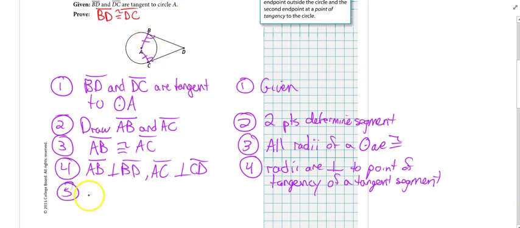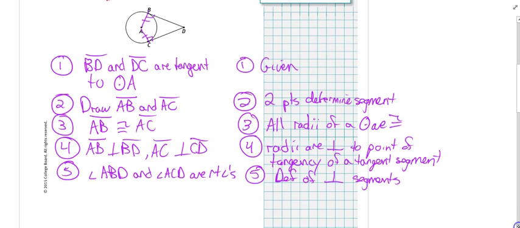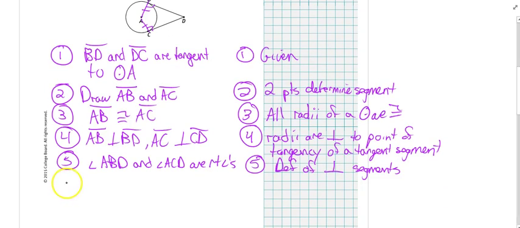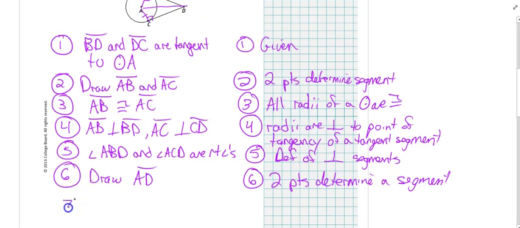So that means angles ABD and ACD are right angles. That's the definition of perpendicular segments. They're perpendicular, so they form right angles. That's the idea. We're going to draw AD, with the same reason, two points determine a segment. So now what we have here is we're starting to get two triangles, and that's our goal.